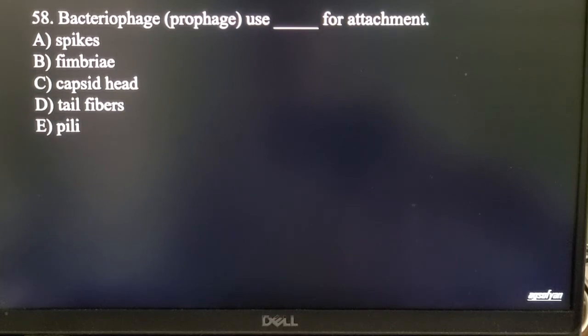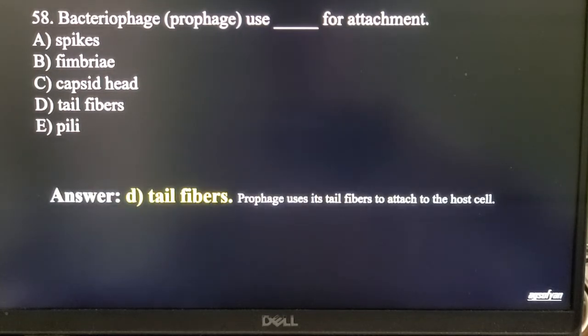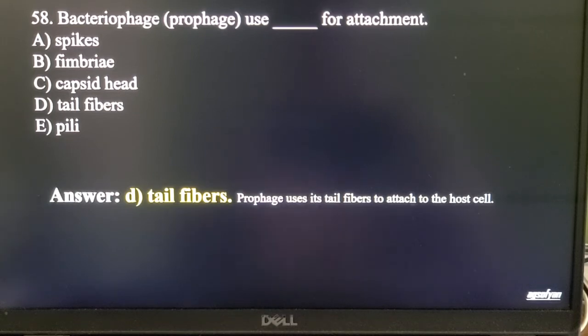Number 58. Bacteriophage or prophage use blank for attachment. Spike, fimbriae, capsid, capsid head, tail fiber, or pili. Choose your answer. It should be tail fibers. Why is it not spikes? Remember, spikes are only present in animal viruses, which are viruses that have an envelope. So they have spikes for attachment. Bacteriophages are naked viruses. They do not have spikes and do not have an envelope. Therefore, they use tail fibers for attachment.